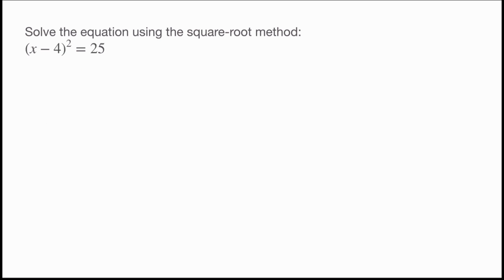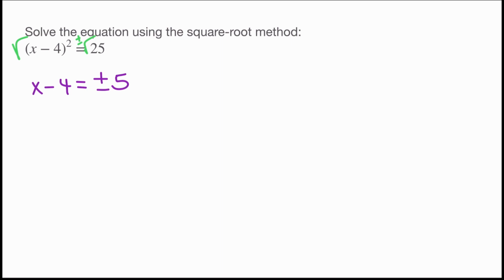Here's another example. We've got the equation x minus 4 squared equals 25. The first step is to make sure the squared term is by itself. We already have that, so I can take the square root of both sides. Again, don't forget the plus or minus. When we take the square root of x minus 4 squared, we're left with just x minus 4. The square root of 25 is 5, but again, it could be positive or negative.